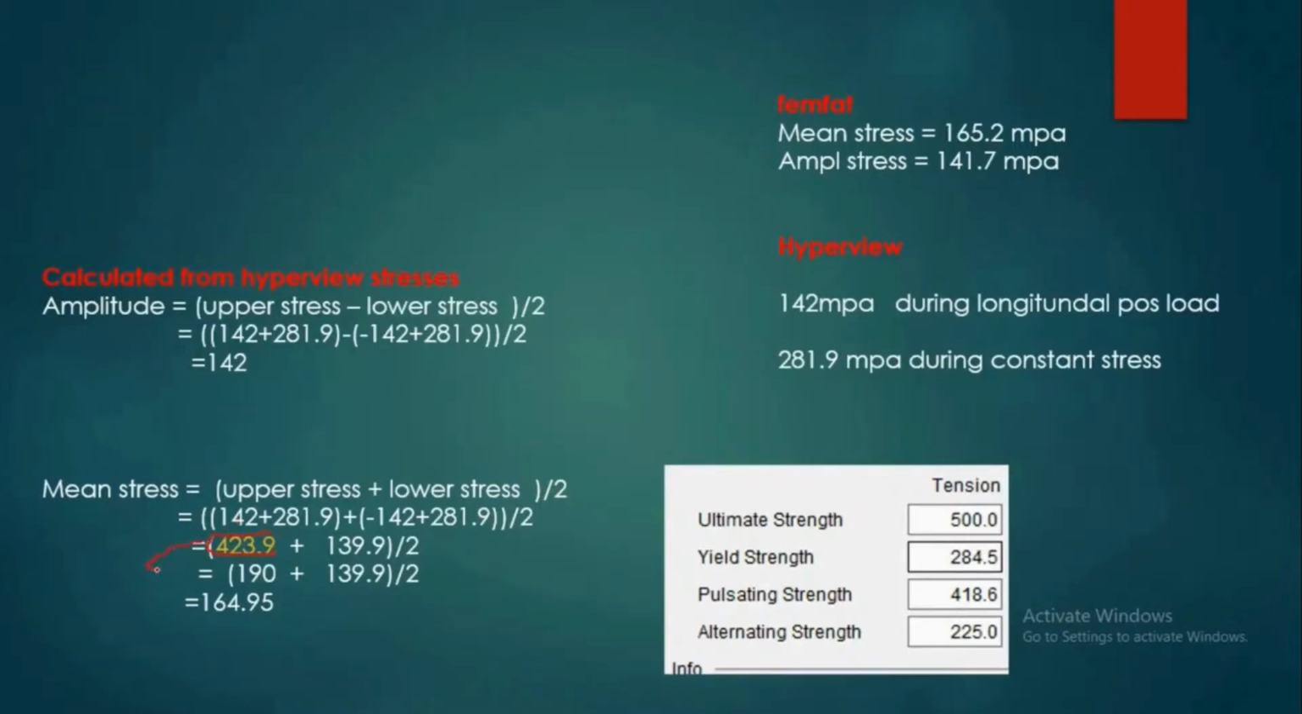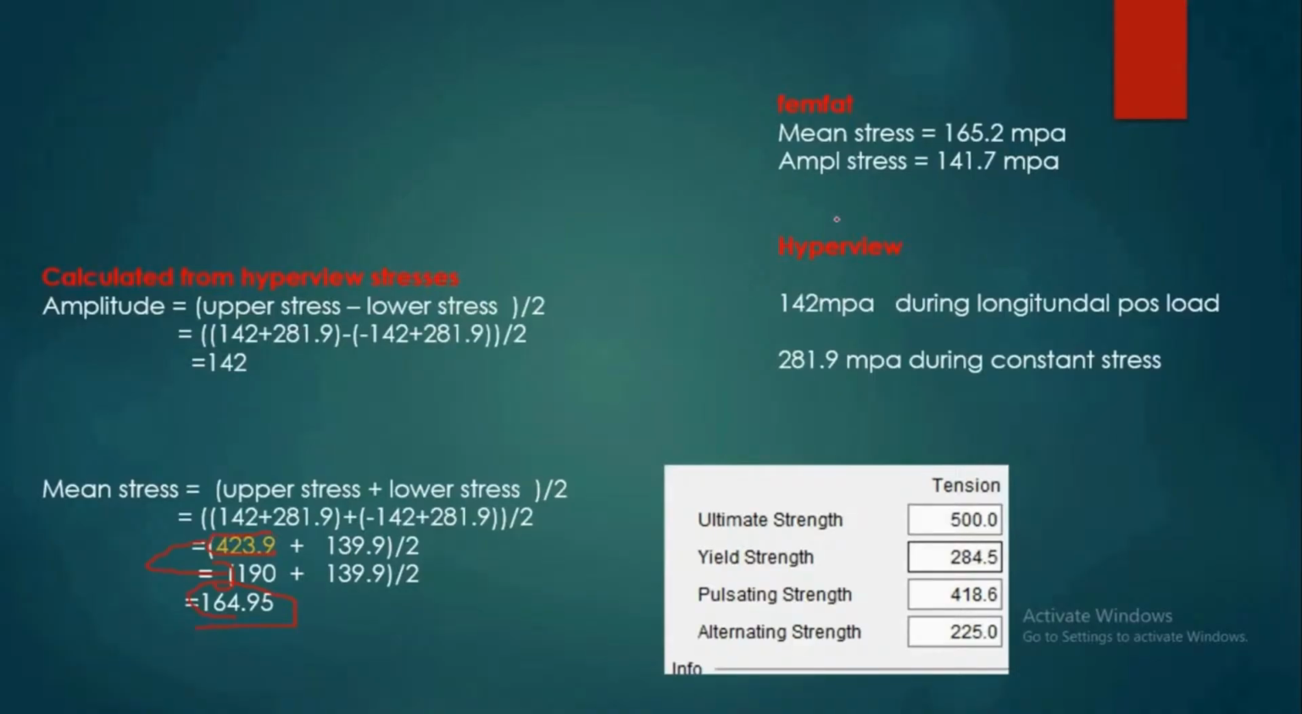If you convert into Neuber stress through hand calculation, it comes out to be around 190. And if you calculate that, your mean stress is somewhere around 165, which is nearly equal to the mean stress of FEMFAT. So we have calculated the amplitude and mean stress from the ODB Abaqus stresses, and we have again evaluated the FEMFAT mean and amplitude, and both are nearly equal. That means whatever we are doing is correct.